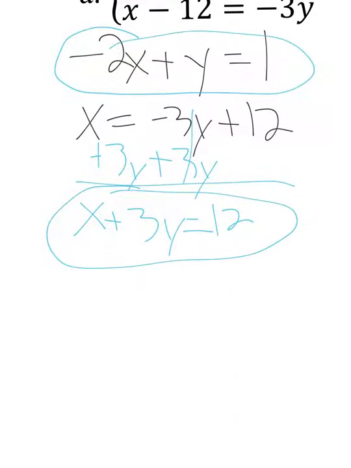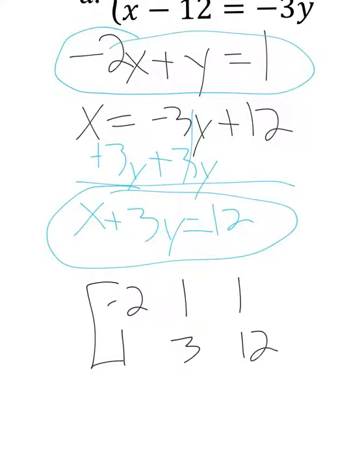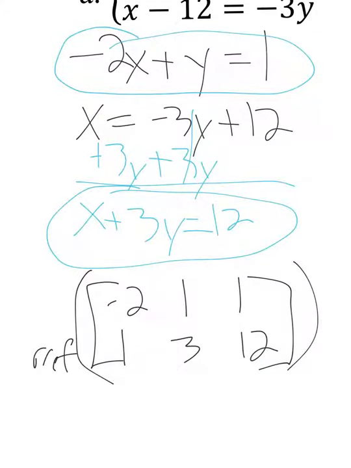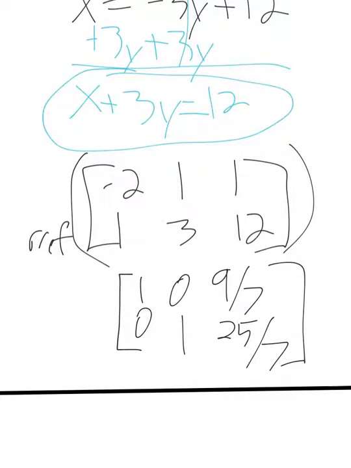They're in standard form, so I'm going to make my matrix now, and I'm going to say negative 2x, and then 1y equals 1. Then I have 1x plus 3y equals 12. So there's my matrix. I'm going to put RREF on the outside, put it in parentheses, type that into my calculator. And the output matrix, or the answer, is called the output matrix.